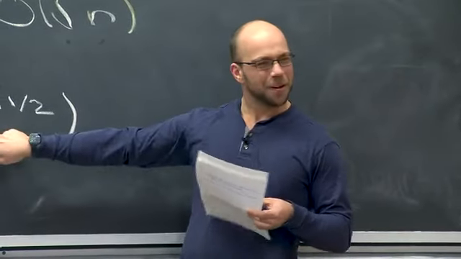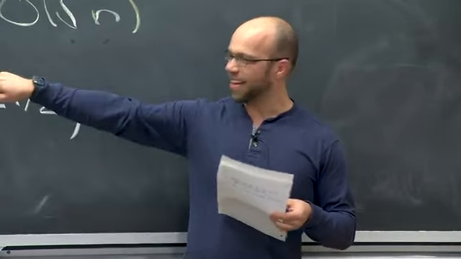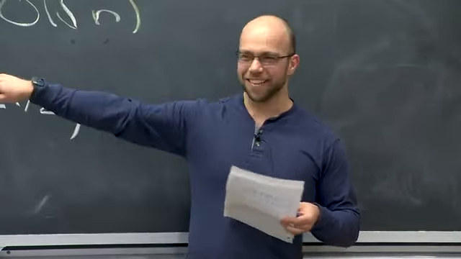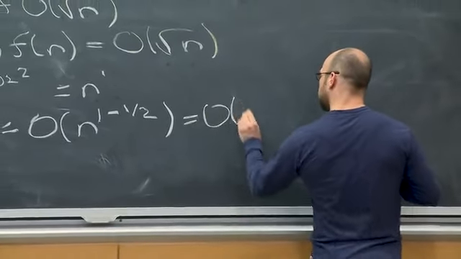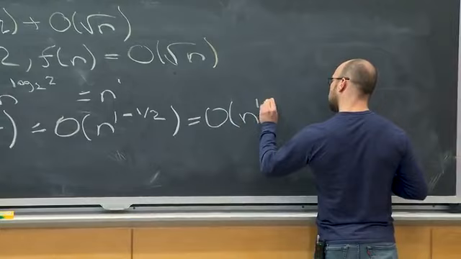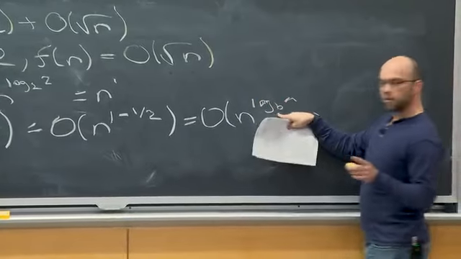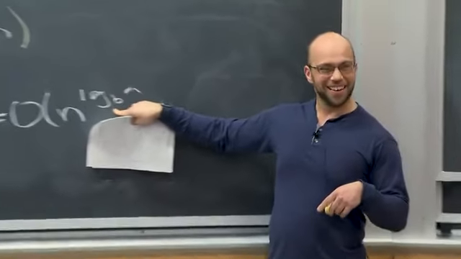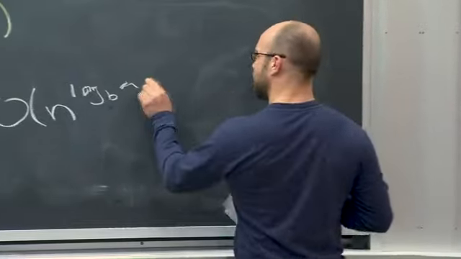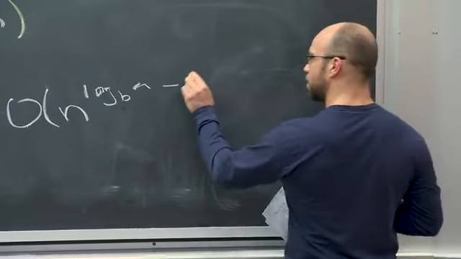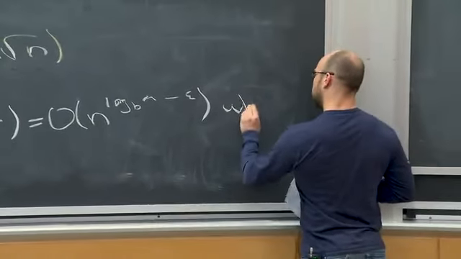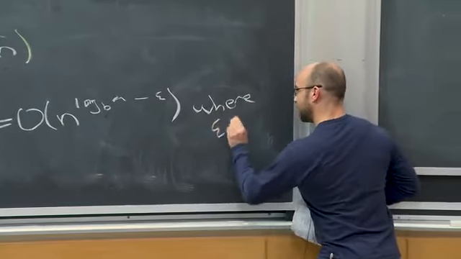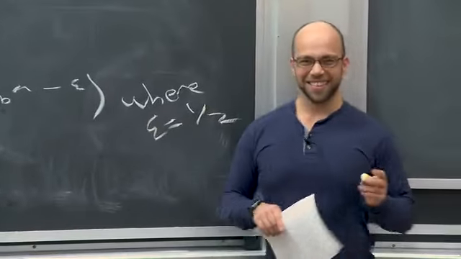Yeah? But what is n to the 1? Well, that's n to the log base b of a. Right? That's what we just showed here. So this is really O of n to the log base b of a, which is a complicated way of writing the number 1, minus 1/2. And let's give 1/2 a special name too while we're at it. Let's call him epsilon, or her. Yeah? Where we take epsilon equals 1/2. See what I did there?